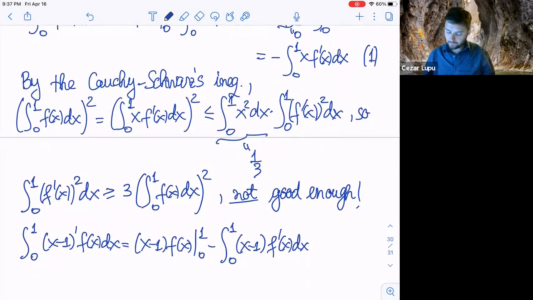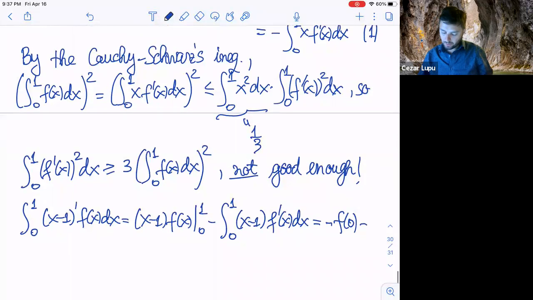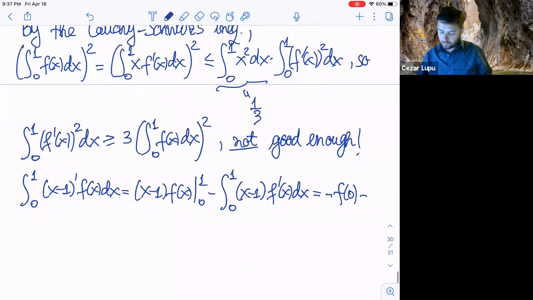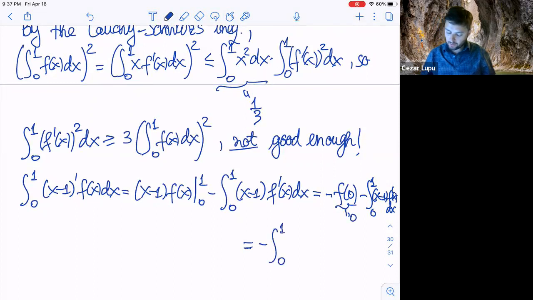So this guy here, it will be equal, so 1 will be gone, so it will be negative f of 0 minus the integral from 0 to 1 of x minus 1 times f prime of x dx, which is, f of 0 is 0. So let's keep in mind that this guy is 0. So this is negative the integral from 0 to 1 of x minus 1 times f prime of x dx.